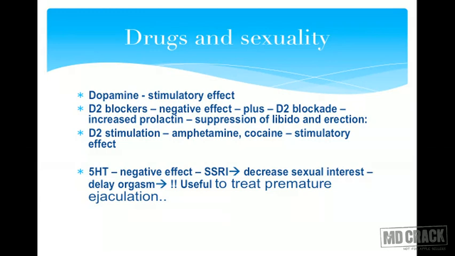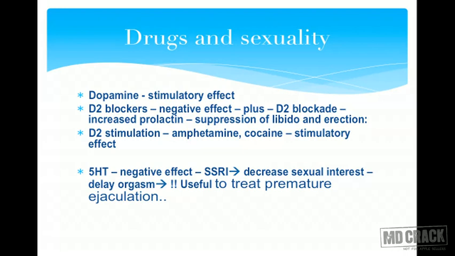Now we move on to discuss, as far as sexuality in humans is concerned, drugs and sexuality. I hope you know the neurotransmitter dopamine has a stimulatory effect, and naturally when there is D2 blockade, or you use drugs which are D2 blockers or dopaminergic blockers, there's a negative effect. Plus D2 blockade increases prolactin, and there is hyperprolactinemia and galactorrhea, and there is suppression of libido and erection. As opposed to this, D2 stimulation, which can happen with sympathomimetic agents like amphetamine and cocaine, has a stimulatory effect. The second important neurotransmitter as far as sexuality is concerned is 5-hydroxytryptamine, or serotonin.